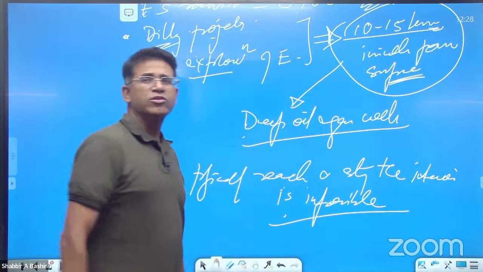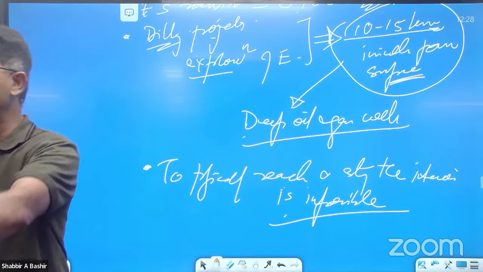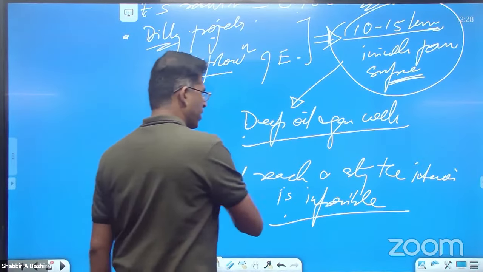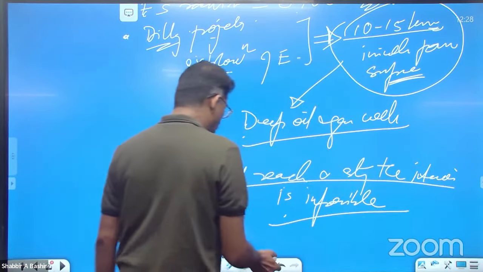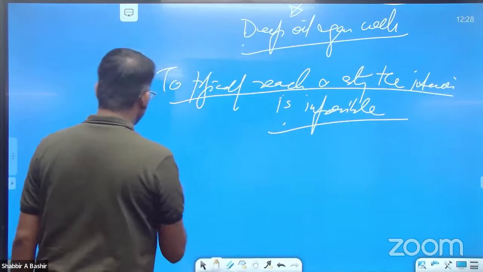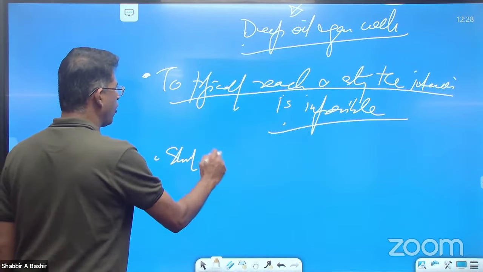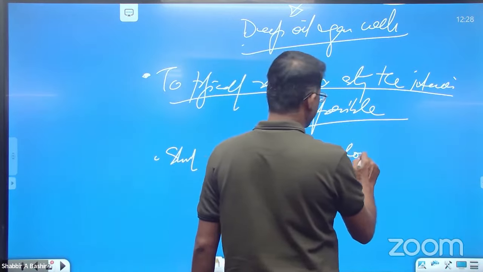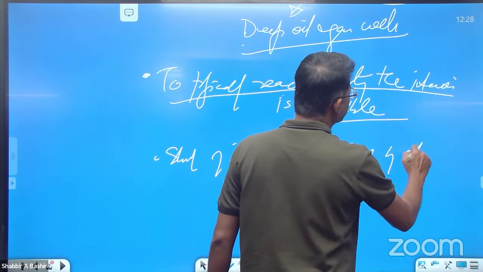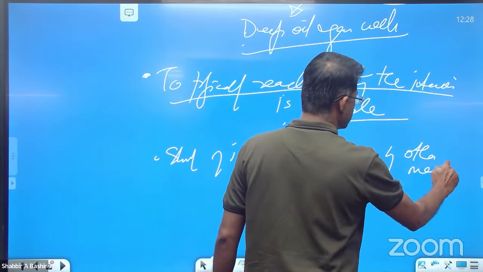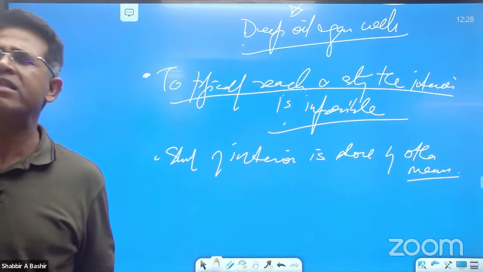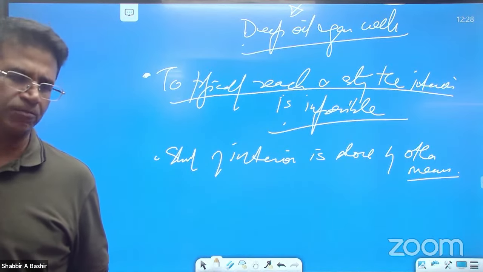Okay, so we can't go down there and study what the core is, study what the mantle is. To physically reach and study the interiors is almost impossible. So the study of interiors is done by other means. हम बाकी तरीके से पढ़ते हैं कि अंदर क्या होगा.